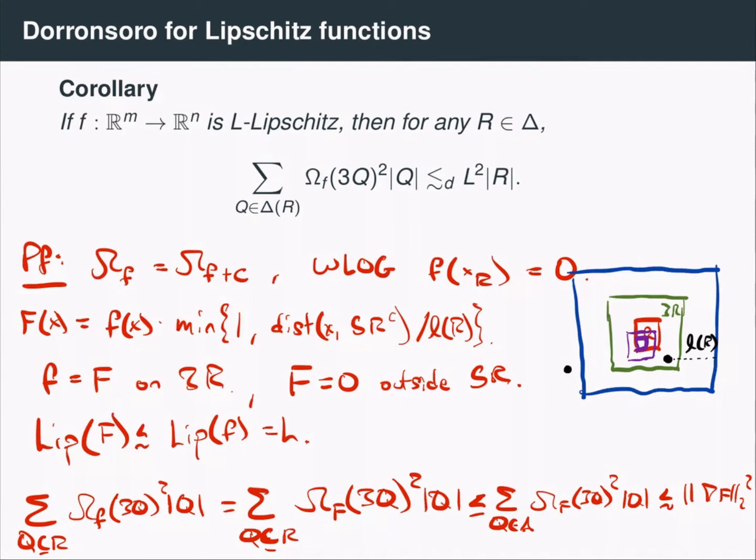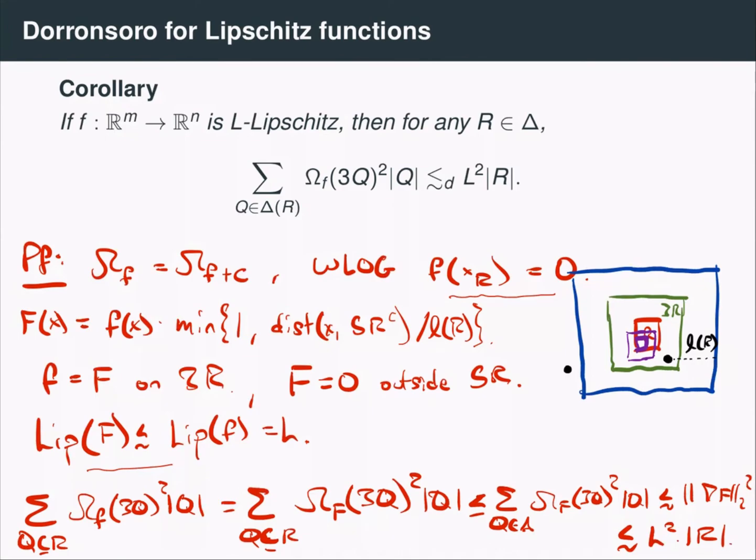Okay, but remember, big F is a function supported in 5R, and moreover, the gradient of F is at most the Lipschitz constant, which is at most a constant times L. So that means that this integral right here is at most some constant times the Lipschitz number squared times the volume of 5R, which is going to be some constant times the volume of R. Okay. So one thing that I should mention: where did this hypothesis that f at the center of the square is equal to 0 come in? It comes into play when you show that the Lipschitz constant of big F is no more than some constant times the Lipschitz constant of little f. And verifying that the Lipschitz constant of big F is at most the Lipschitz constant of little f, I'll leave as an exercise for you to fill in.